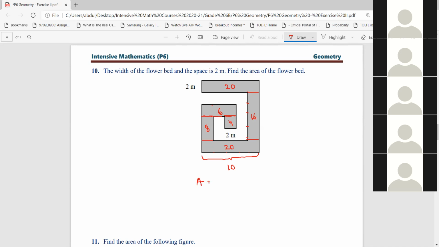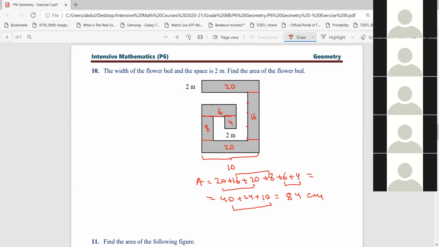So the total area is equal to 20 plus 16 plus 20 plus 8 plus 6 plus 4 equals 20 plus 20, it is 40. 16 plus 8, 24. 6 plus 4, it is 10, right? 40 plus 10, it is 60. 60 plus 24, that is 84 centimeters. Okay. Not 84, or wait.